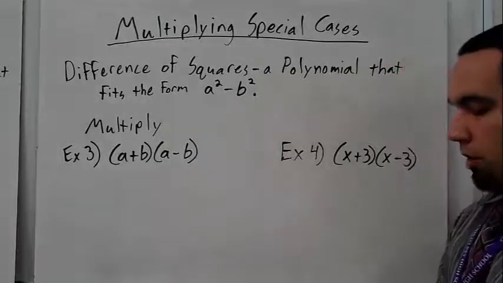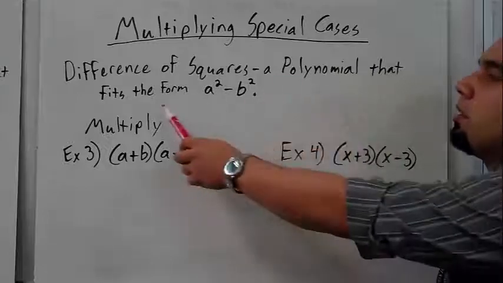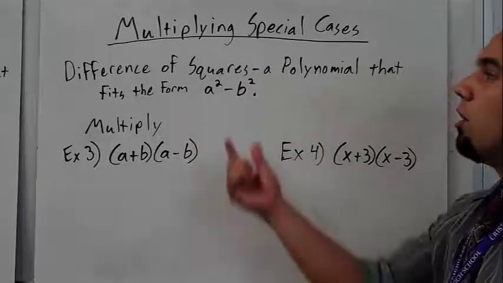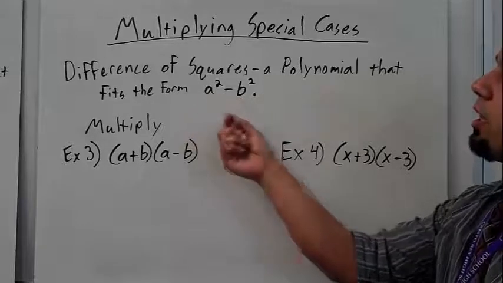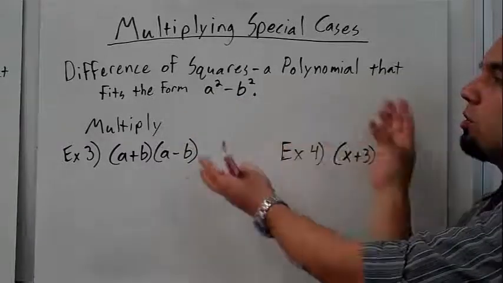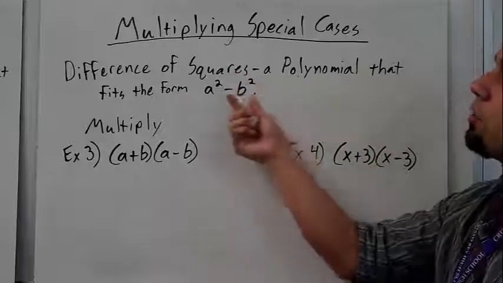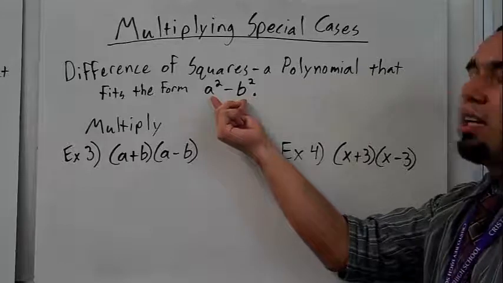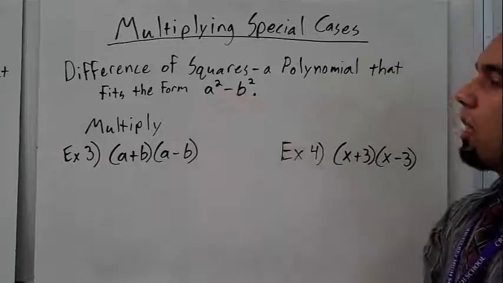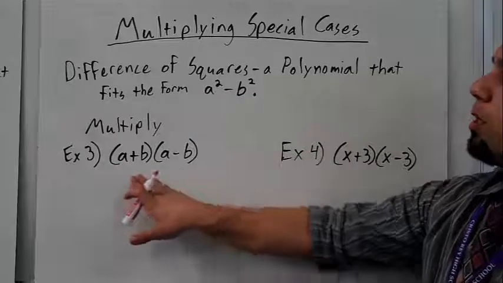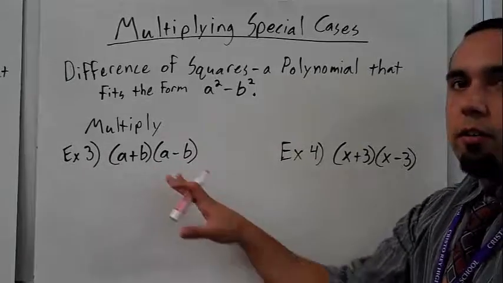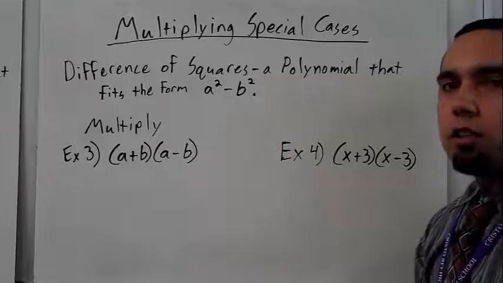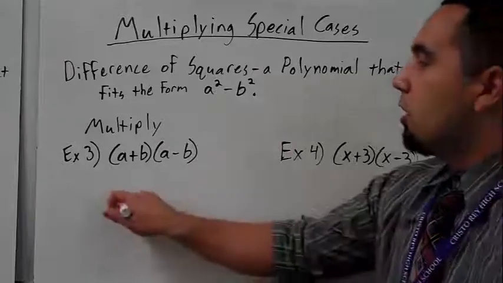Okay, so the difference of squares is a polynomial that fits the form a squared minus b squared. If you notice, on the last one what I gave you was the trinomial, which is usually your answer, but the difference of squares always ends up being just two terms. It ends up being another binomial. So it's kind of weird, because we're going to multiply two binomials together, and our answer is going to be a different binomial. But we follow it and do it the same exact way that we've been doing all the other problems.